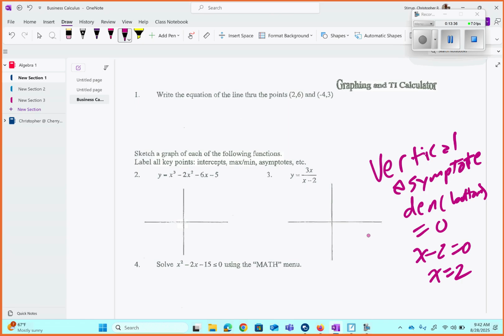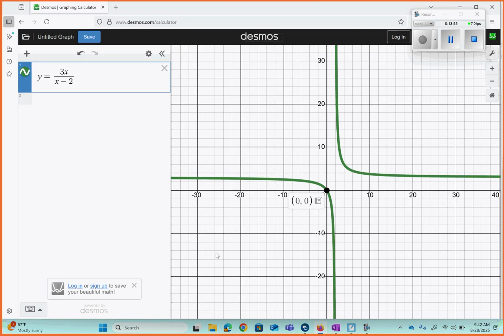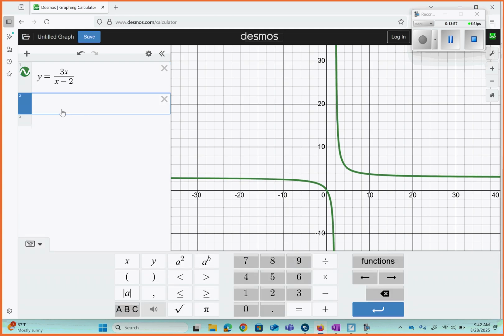If you remember this from Algebra 1 or maybe Algebra 2, a vertical asymptote is always x equals something. The TI graphing calculator will not graph an x equals, Desmos will. So if I go back to Desmos and plot x equals 2, that purple line is the vertical asymptote.